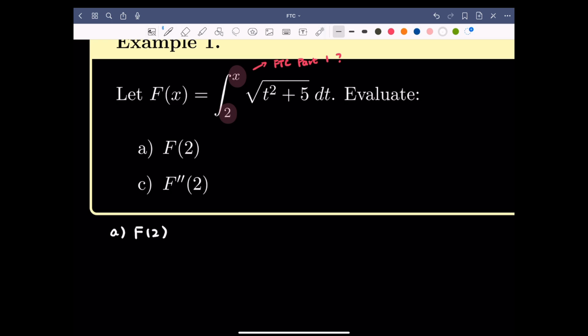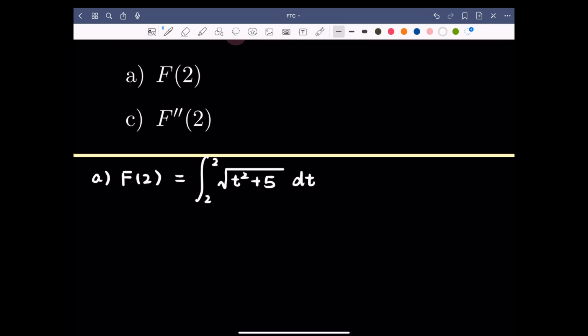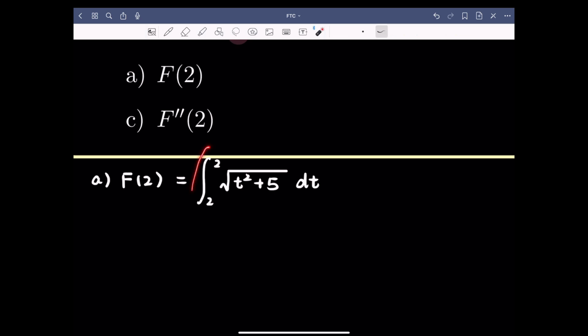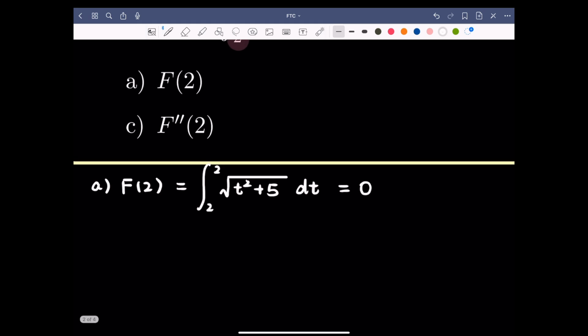f of 2 is just gonna replace this x with 2, right? That's just gonna be from 2 to 2, square root of t squared plus 5 dt. Okay, recall that if you have a definite integral and the upper bound and lower bound are the same, look, they are the same, then the whole thing equals 0. Right, you guys remember that?